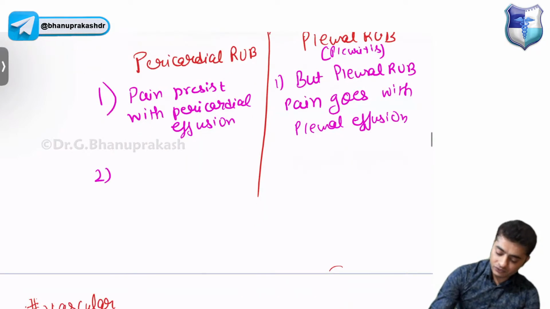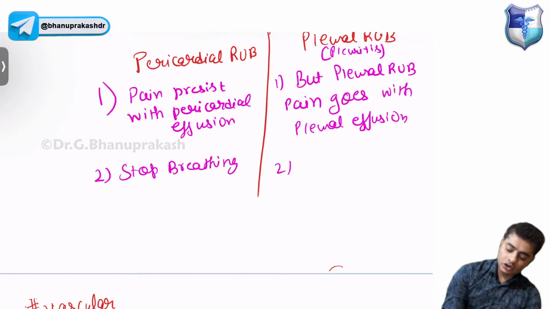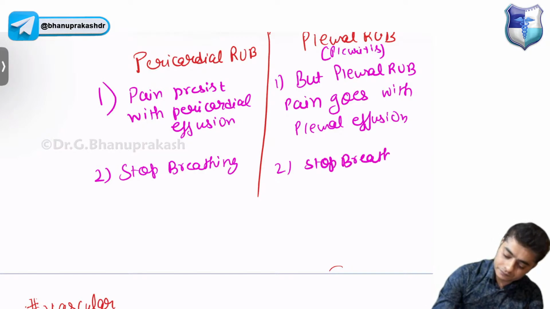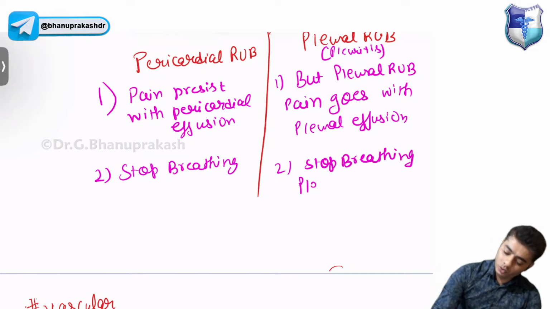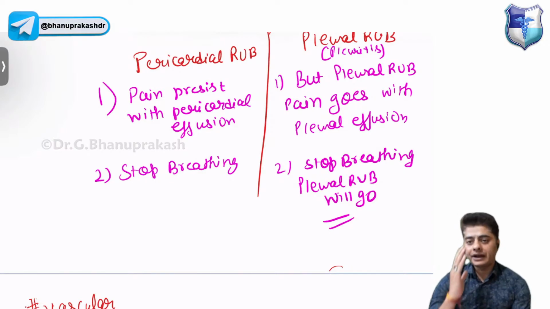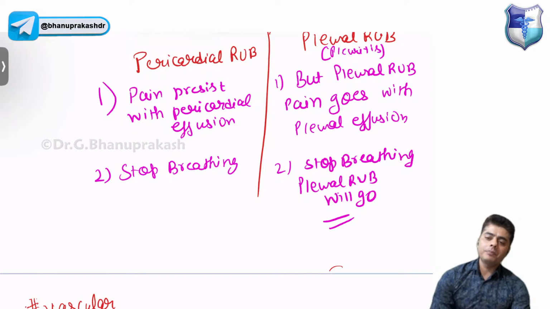The other thing is that when you stop breathing, your pericardial rub will persist. But when you stop breathing, your pleural rub pain will go. So you know how to differentiate pericardial rub and pleural rub. Pericardial rub pain persists with pericardial effusion, but pleural rub pain goes away with pleural effusion. Pericardial rub is always present when you stop breathing also, but pleural rub goes away when you stop breathing.